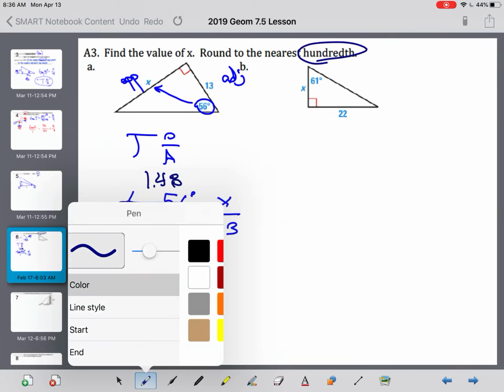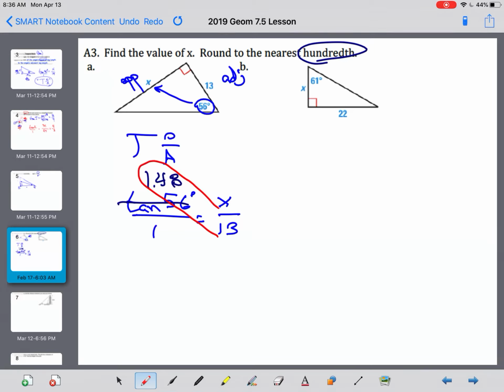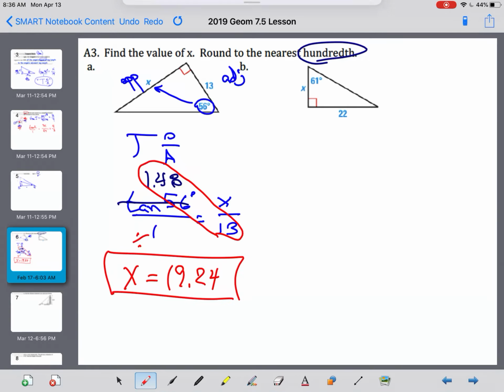And remember our teacher-approved shortcut for solving proportions. We multiply the diagonals that have numbers, and then we divide by the leftovers. So I basically have to take 1.48 times 13 on my calculator for my second calculation, and I get x equals 19.24. Alrighty?